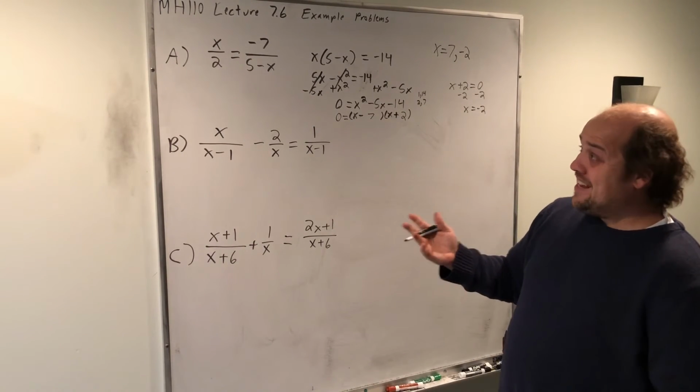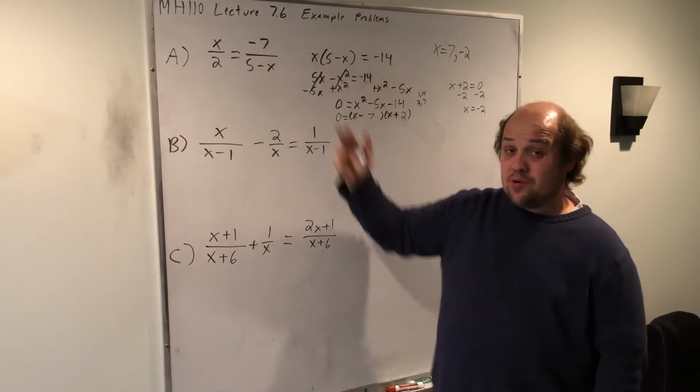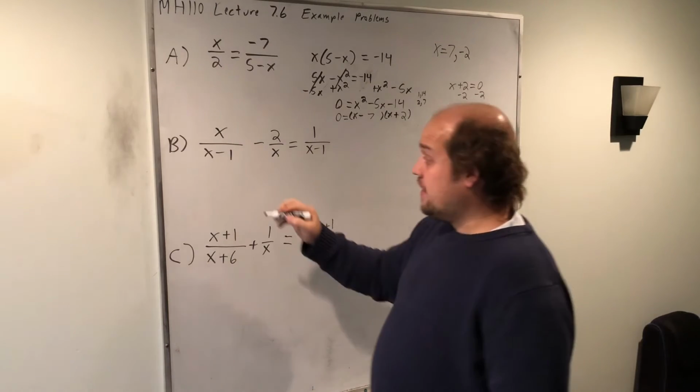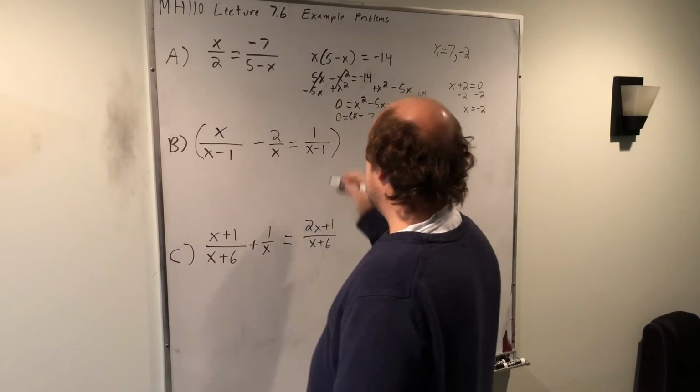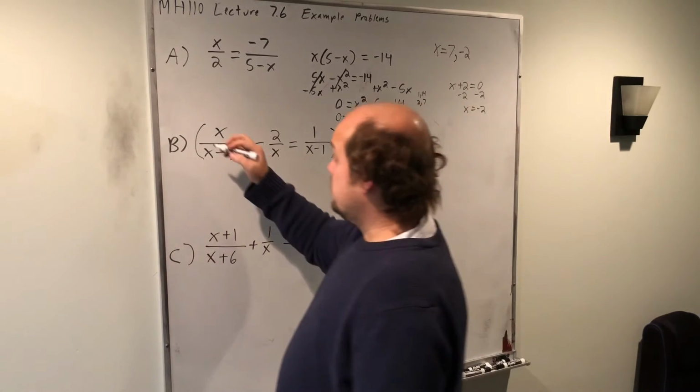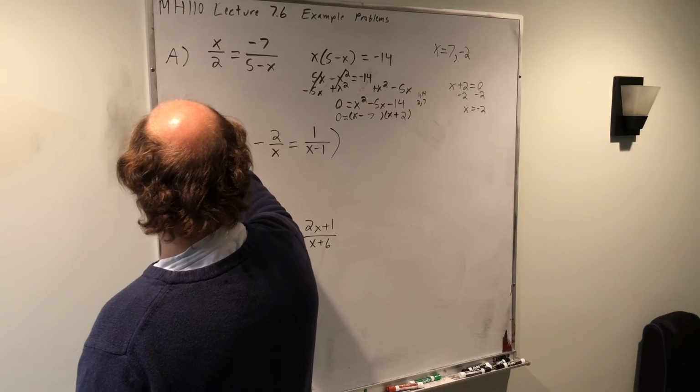For part B, it's not quite as easy because I can't just cross multiply like I did there. I have 3 terms. What I can do is multiply everything by the common denominator. In this case, the common denominator is x minus 1 times x. So I'm going to write it as x times x minus 1 here.